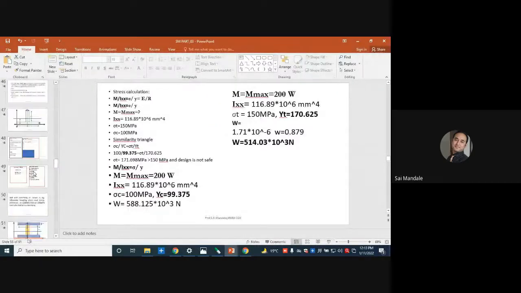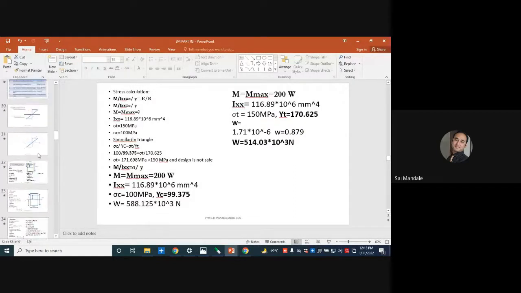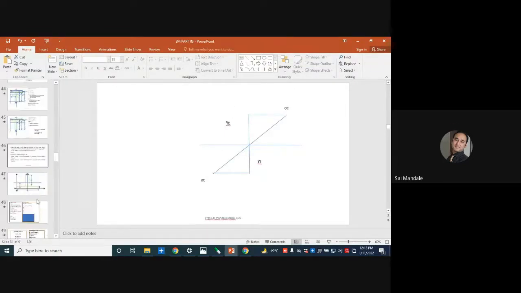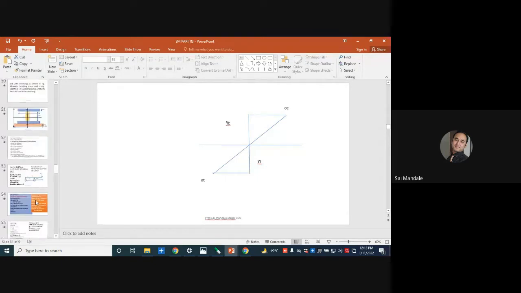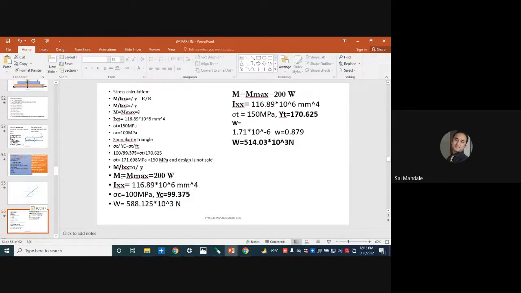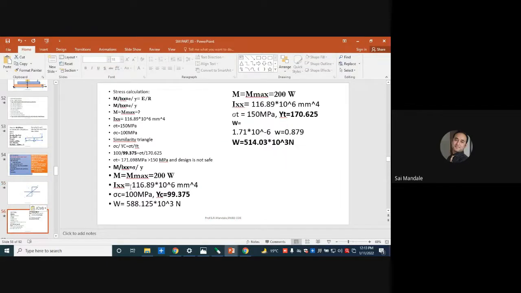Now let me show you the diagram. This is the diagram that I required. The diagram is saying that sigma C upon YC is equal to sigma T upon YT. That is the similar triangle. So let's put in the values of sigma C, YC and sigma T, YT.